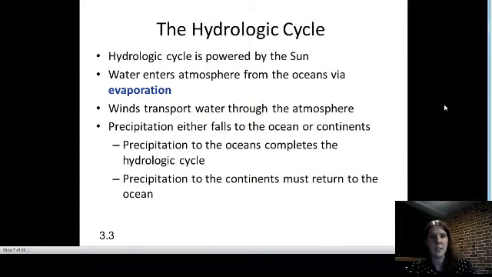So the hydrologic cycle is powered by the sun. When water enters the atmosphere, it enters through evaporation. When water particles are heated up, they change phase from water to vapor, and that vapor is less dense than the atmosphere around it, and it rises. The wind then transports that water through the atmosphere, where it precipitates either on the ocean or continents. Precipitation to the ocean completes the hydrologic cycle. It's just that two-step cycle. But if it precipitates on the continent, it needs to follow a path back to the ocean.